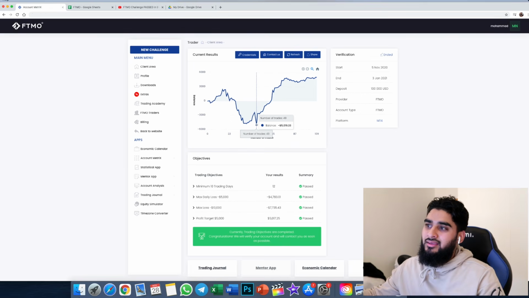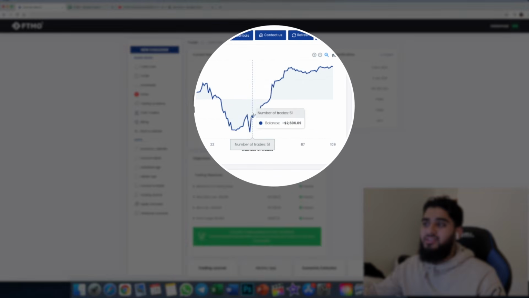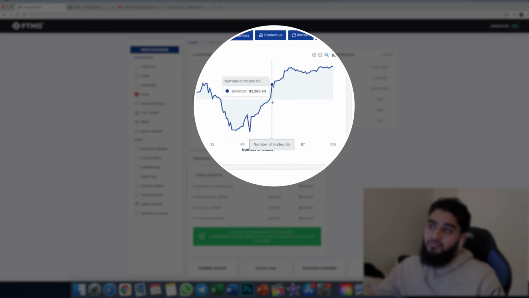I reminded myself that this verification is 60 days long and there's no need for me to actually rush it, and that's where I started taking things a little bit slower. I started taking smaller lot sizes with smaller risk overall, and eventually made back that loss. By the 65th trade in, I was back up, nearly hitting that 3% mark, only 2% left to go.